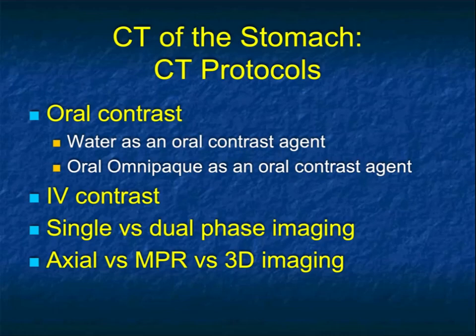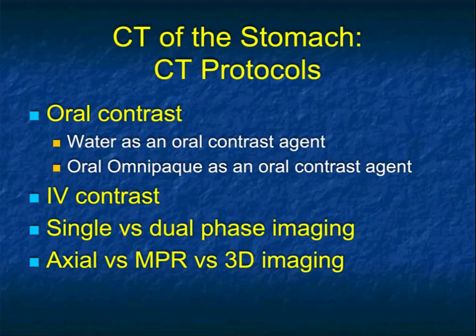Now, you can use positive contrast. That works well in many cases, or most cases, truthfully. If you're looking for bleed, obviously you need a neutral agent like water, but in general, water is a great agent for distending the stomach. You always need IV contrast material, fast injection, 4 to 5 cc's a second for 100 to 110 cc's. And then if I'm staging tumors, obviously I'm looking at dual phase imaging.